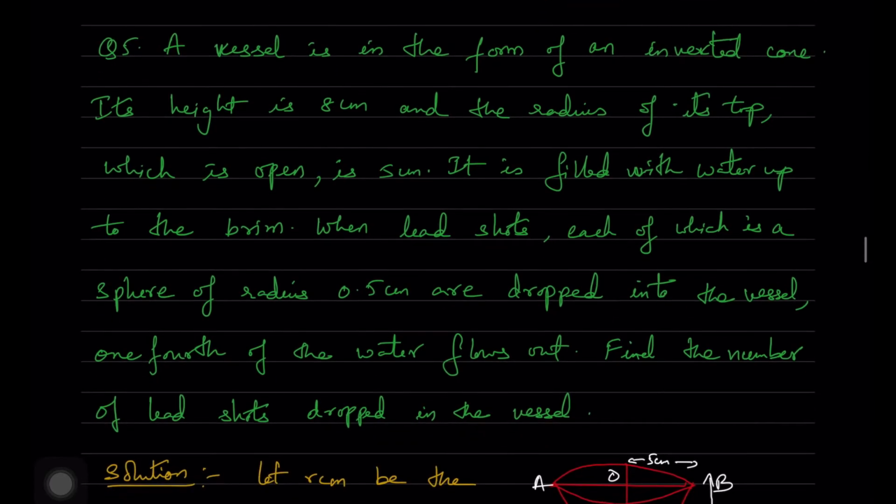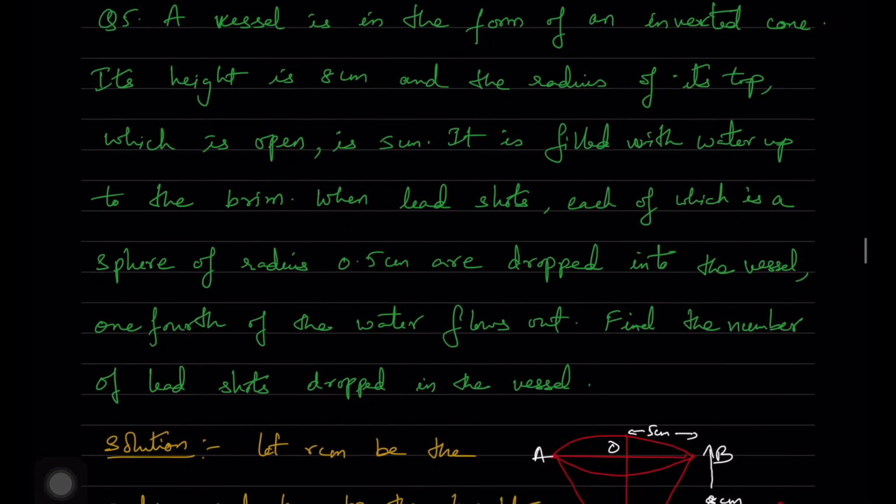Next, question 6. A vessel is in the form of an inverted cone. Its height is 8 centimeters and the radius of its top, which is open, is 5 centimeters. It is filled with water up to the brim. When lead shots, each of which is a sphere of radius 0.5 centimeters, are dropped into the vessel, 1/4 of the water flows out. So find the number of lead shots dropped in the vessel.